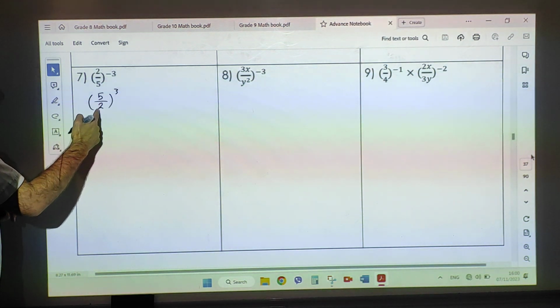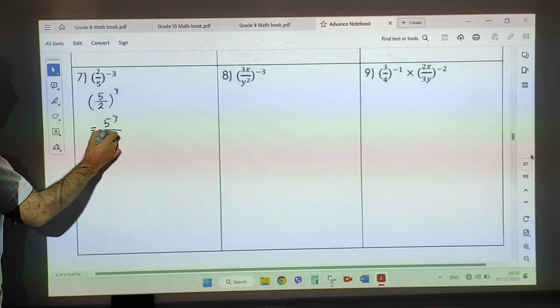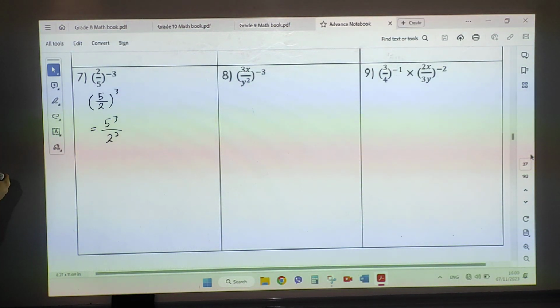It will be 5 power 3 over 2 power 3. They are different bases. To simplify, that's all that we can do.